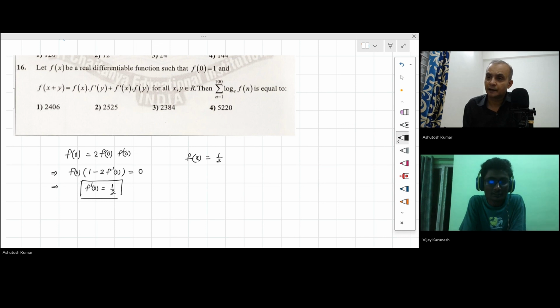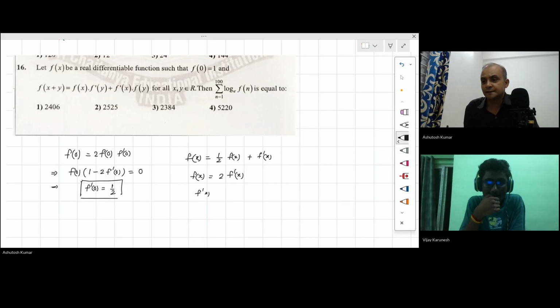1 by 2 f(x) plus f'(x), correct or not? Yes, sir. So what we got: f(x) is equal to 2f'(x), isn't it? Yes. It means our f'(x) by f(x) is going to be half.